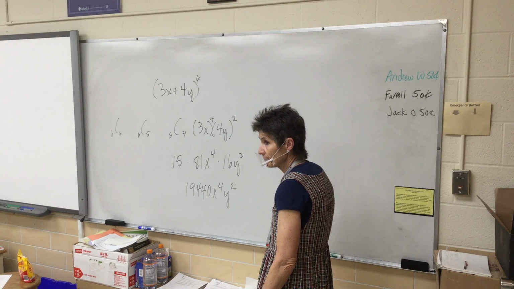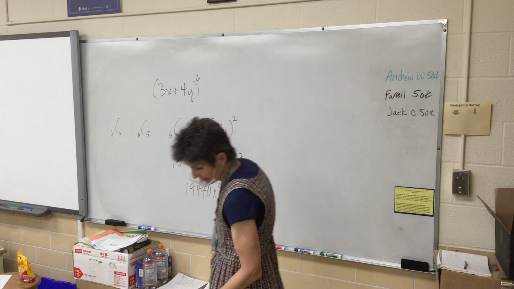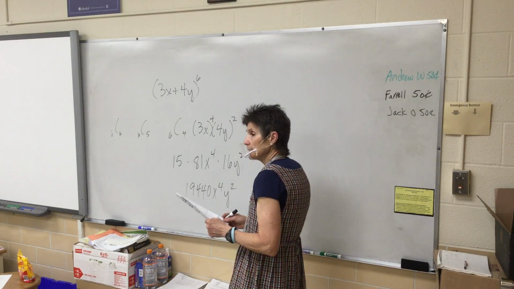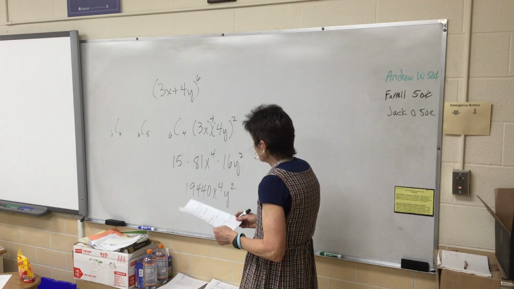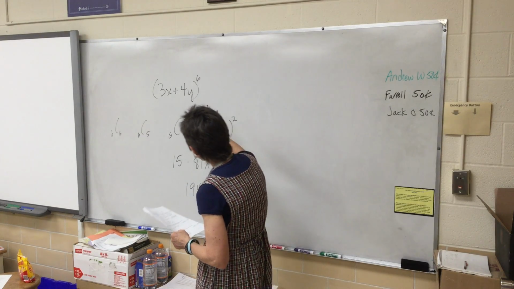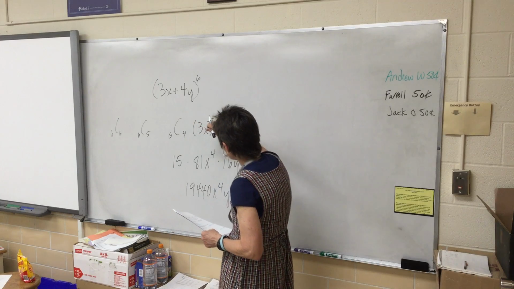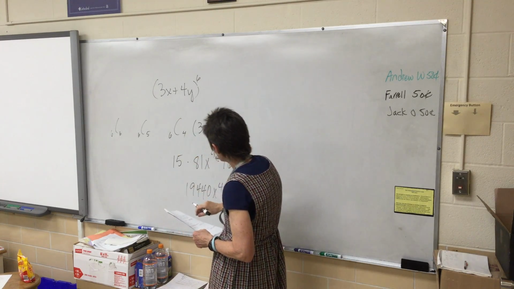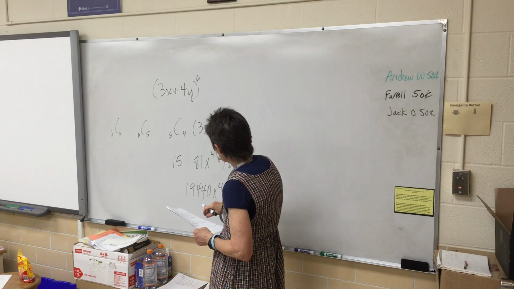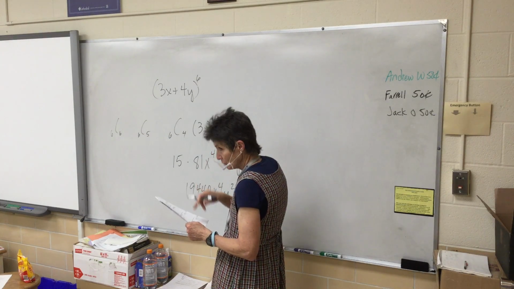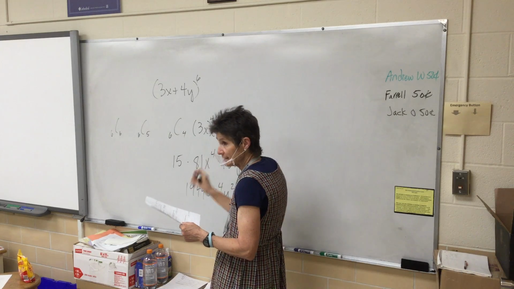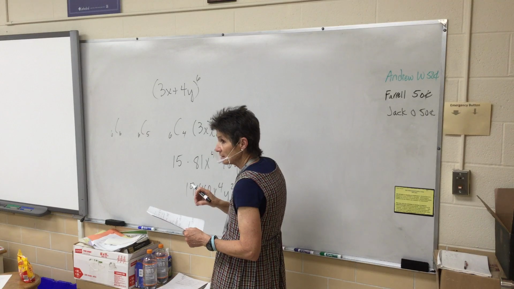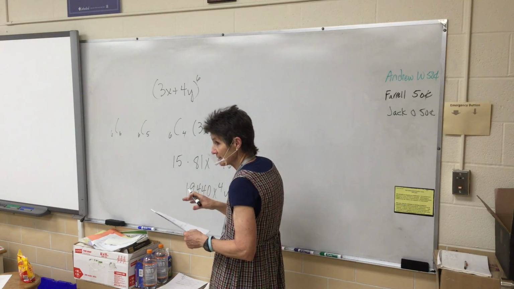Okay? All right. Now, believe it or not, the next one is exactly the same idea. Because in the problem that we just did, we had 2 components. We had a 3x and a 4y. In this problem, we have 2 components. He gets a hit or he doesn't get a hit.